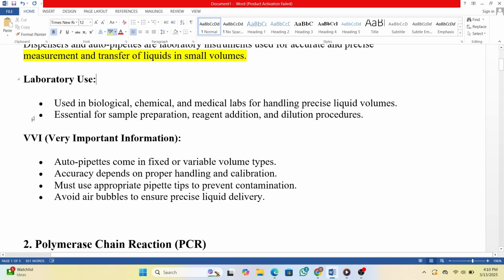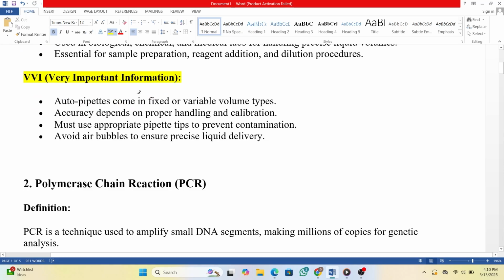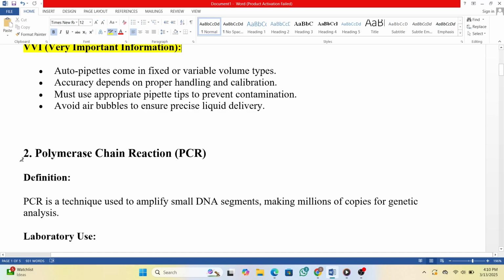VVI, very important information. Auto-pipettes come in fixed or variable volume types. Accuracy depends on proper handling and calibration. Must use appropriate pipette tips to prevent contamination. Avoid air bubbles to ensure precise liquid delivery.